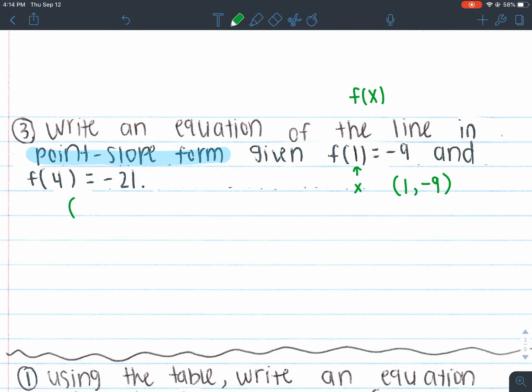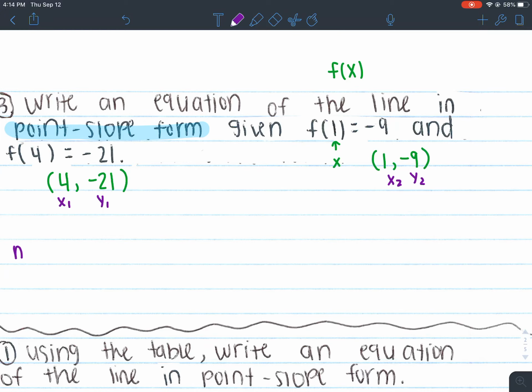And the other point would be (4, -21). So now I have 2 points, and I can actually find point-slope form now because I just need a point and a slope. So before I can plug everything in, I need to find my slope. So I have my 2 points here. I have x1, y1, x2, y2.